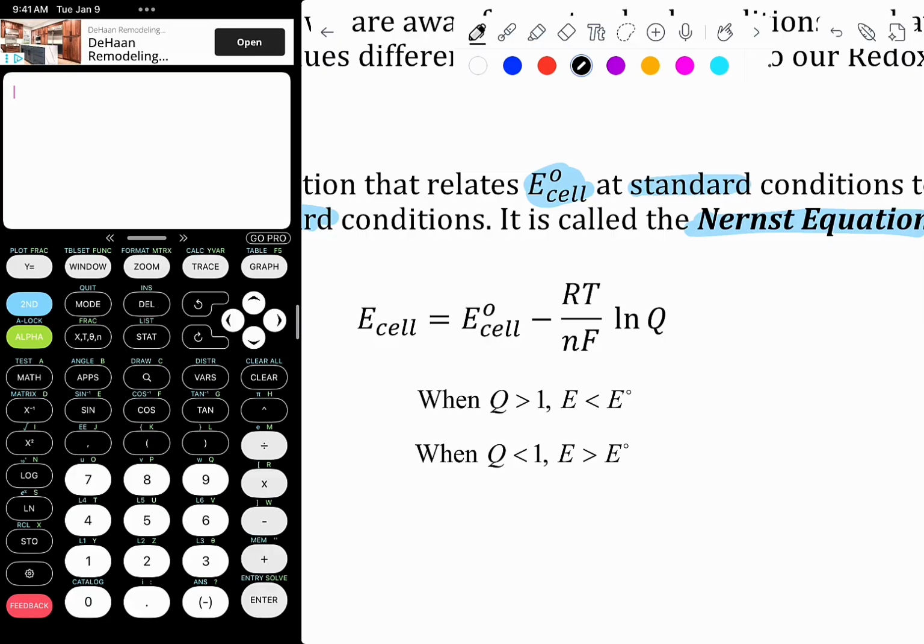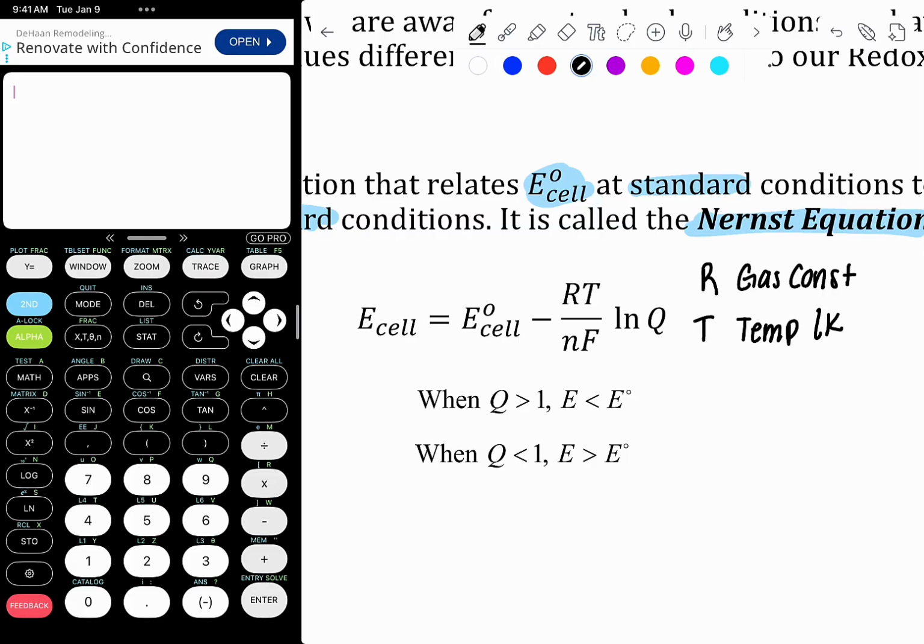So we know that E cell and E cell naught, those are E cell values at non-standard and standard conditions. R is going to be our ideal gas constant. T is going to be our temperature. And we're always going to have our temperature in Kelvin. We then have n, which is in this case going to be our number of electrons transferred. I should say the number of moles of electrons transferred. And F is going to be our Faraday constant.